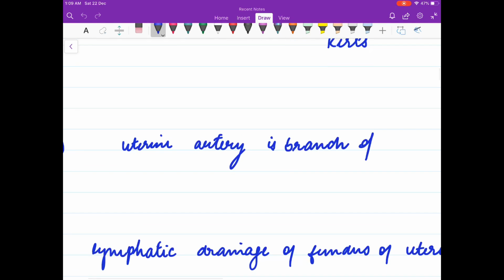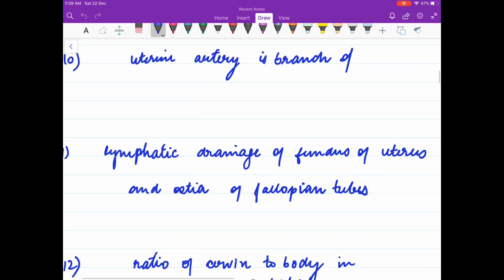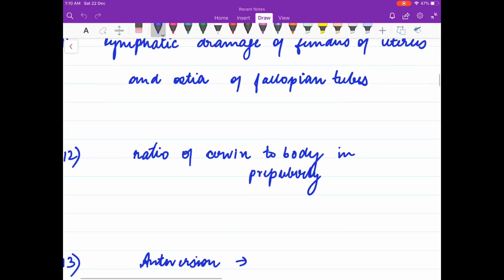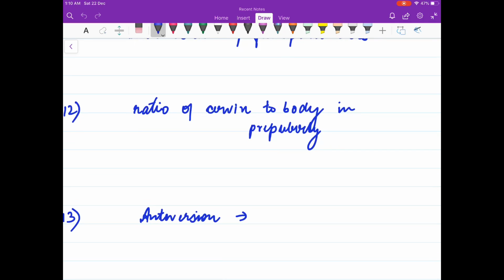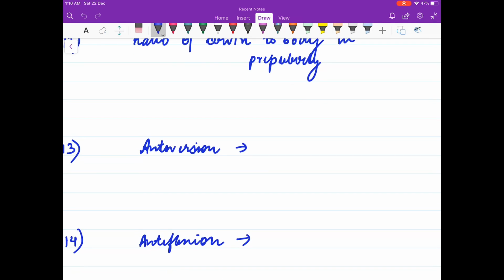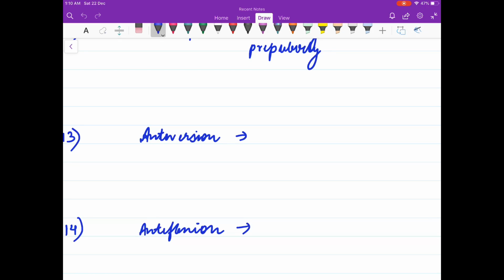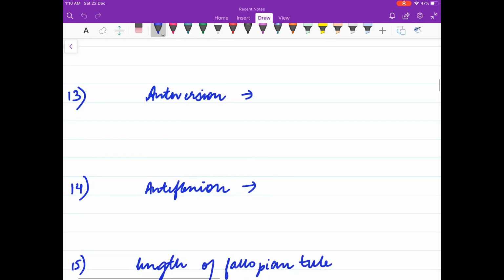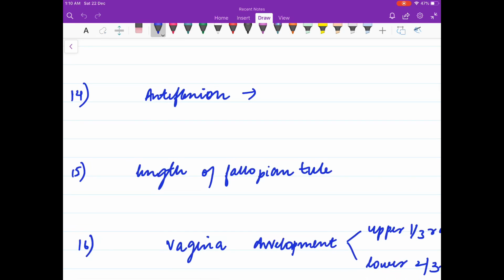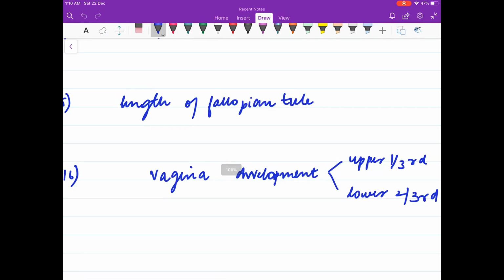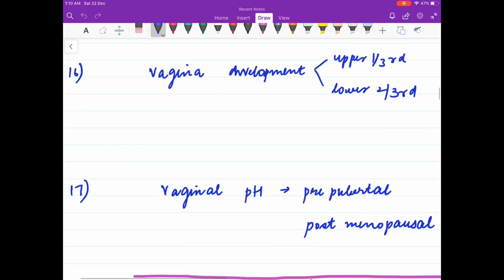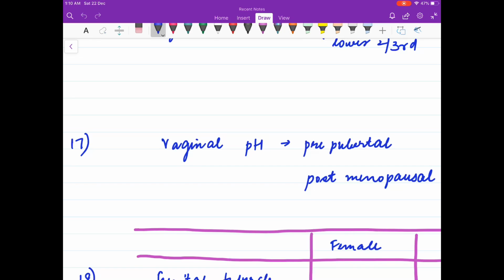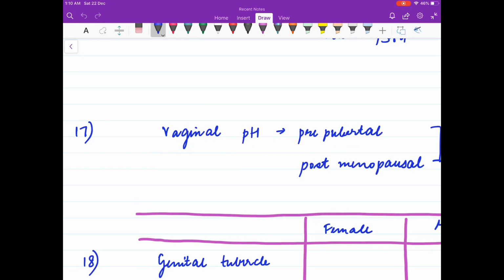Uterine artery is a branch of? Lymphatic drainage of fundus of uterus and ostia of fallopian tube? Ratio of cervix to body of uterus in pre-puberty? Anteversion is the angle between? You have to think the answers friends, in the end we will discuss the answer. Anteflexion is the angle between? Length of fallopian tube? Vagina development, upper 1/3, lower 2/3? Vaginal pH in a prepubertal and postmenopausal female?